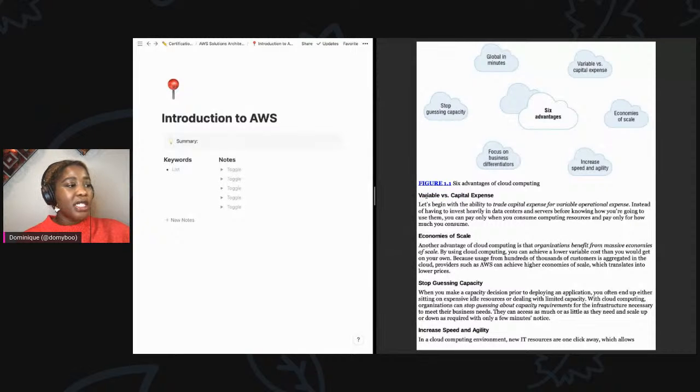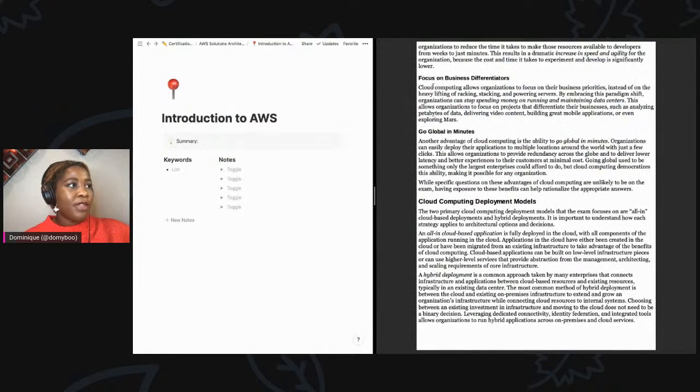But some of the advantages include having variable versus capital expense, making sure you don't have any upfront costs, economies of scale. We could stop guessing about capacity, increase speed and agility. You get to focus on different business differentiators. You can go global in minutes. Cloud computing deployment models. Again, don't really need to take notes on that, but it's important to understand about all-in, cloud application, hybrid deployment.